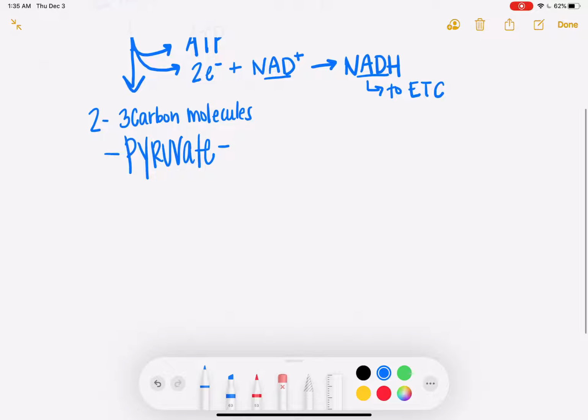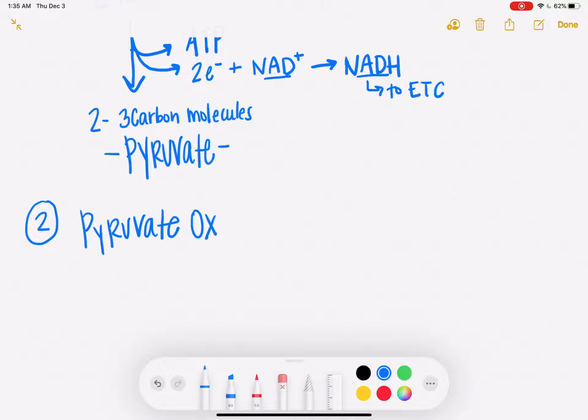Now, step 2 is called pyruvate oxidation. So pyruvate is going to be oxidized. That means it's going to lose electrons. Okay, and so our pyruvate came from here. It's the same pyruvate. And when it gets oxidized, the molecule of pyruvate, I don't know what it looks like, honestly. I couldn't draw it. It doesn't matter. But it's got an oxygen on it.